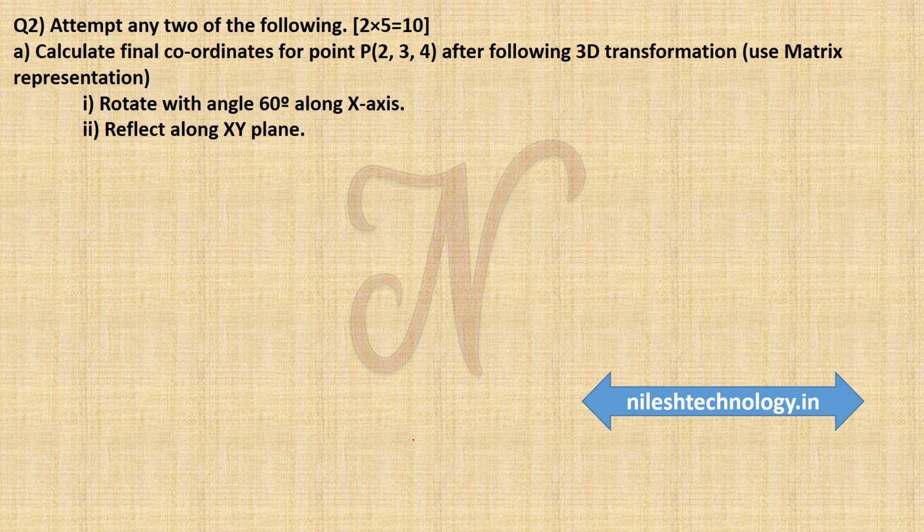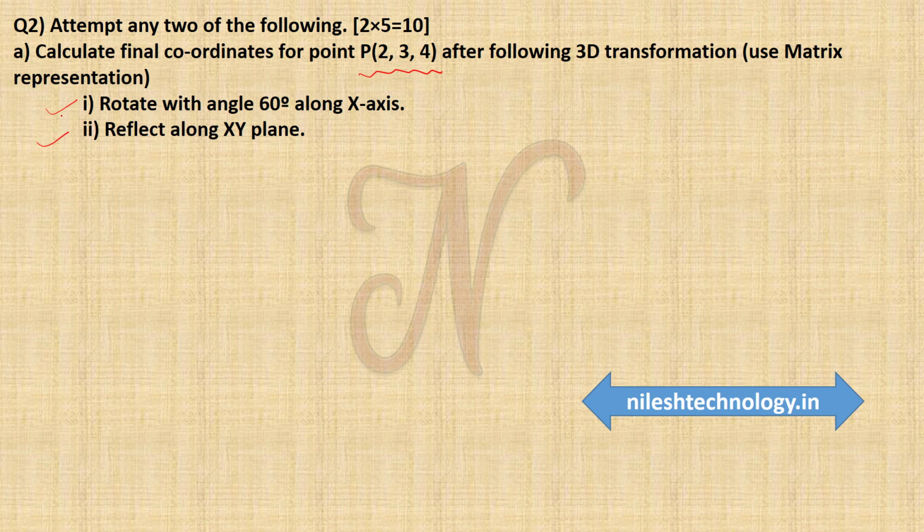See here, there are 3 questions. Each one has 5 marks. Calculate the final coordinate for the point P(2, 3, 4) after following the 3D transformation. Use the matrix representation. Perform these 2 operations: rotate with angle 60 degrees along the x-axis and reflect along the xy plane.